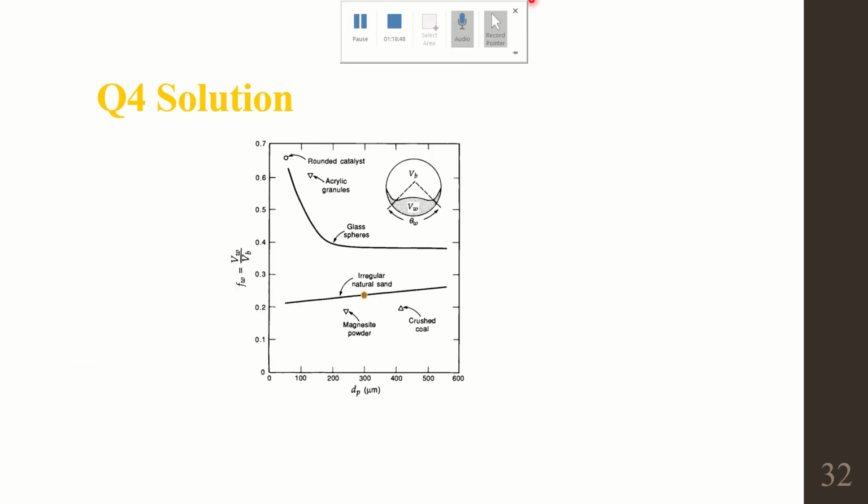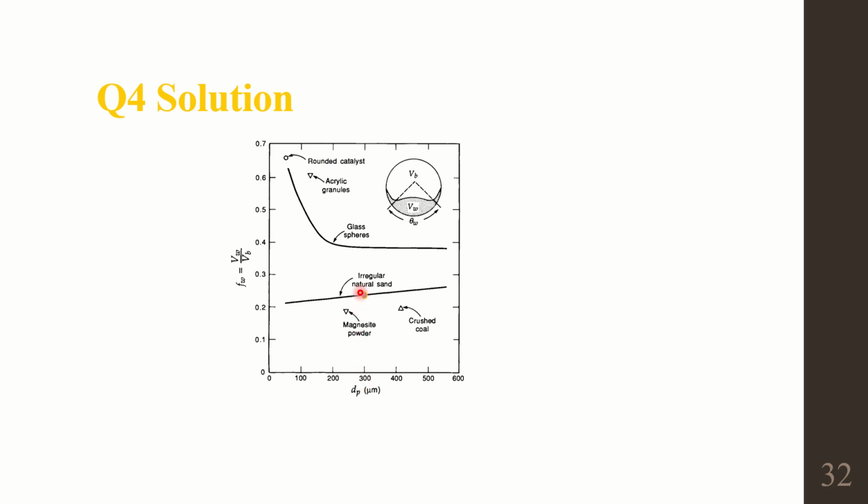We need to find F, the fraction of wake. If this is the bubble and this wake is there, on the whole we can say it as a circle. So what would be the fraction of wake? The fraction of wake is the volume of wake divided by the volume of bubble. This is the volume of bubble, and this is the volume of wake. So the volume of wake divided by the volume of bubble would give the wake fraction.